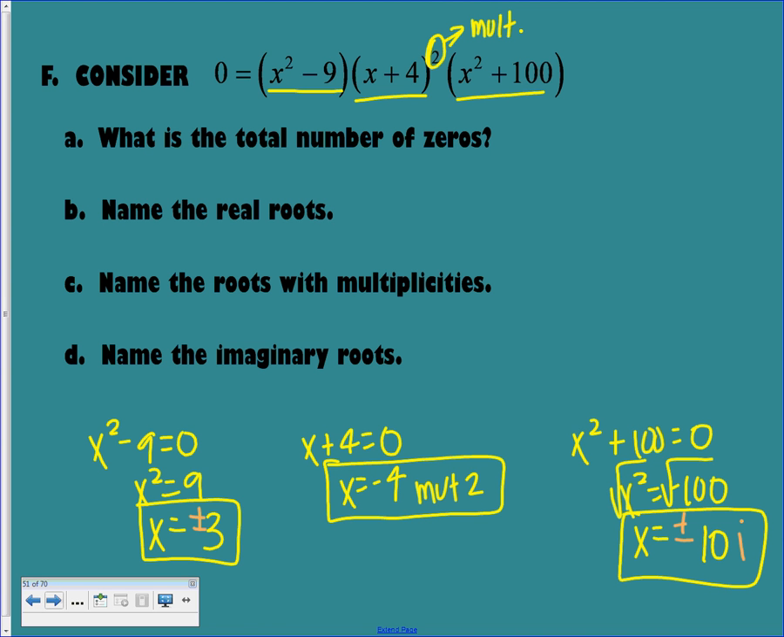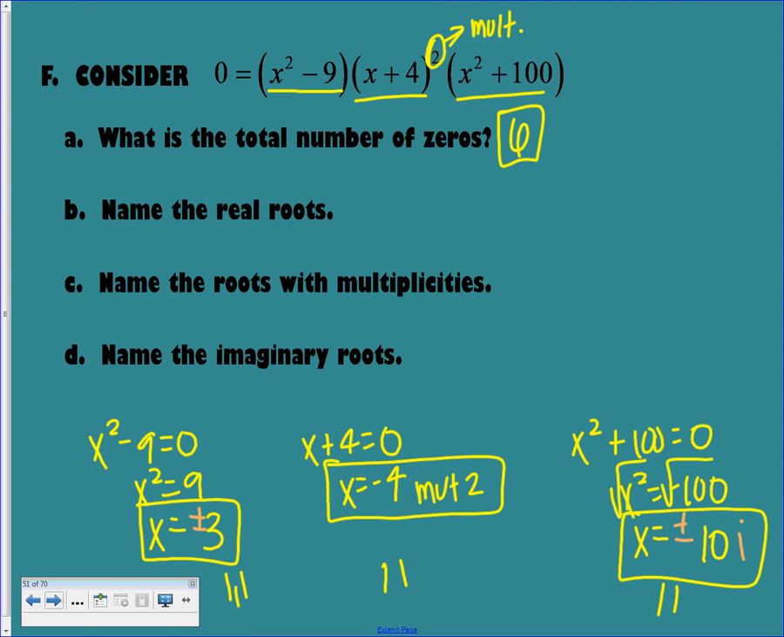Please look at these three. They are very similar looking if you look too fast, but as you look closer, you're going to realize that they are different. So the total number of zeros I have: on my first factor, I have plus or minus 3, so that's 1, 2. Negative 4 has a multiplicity of 2, so there's 3, 4. And then over here, I have plus or minus 10i, so there are 2 more. So I have a total of 6 zeros here.